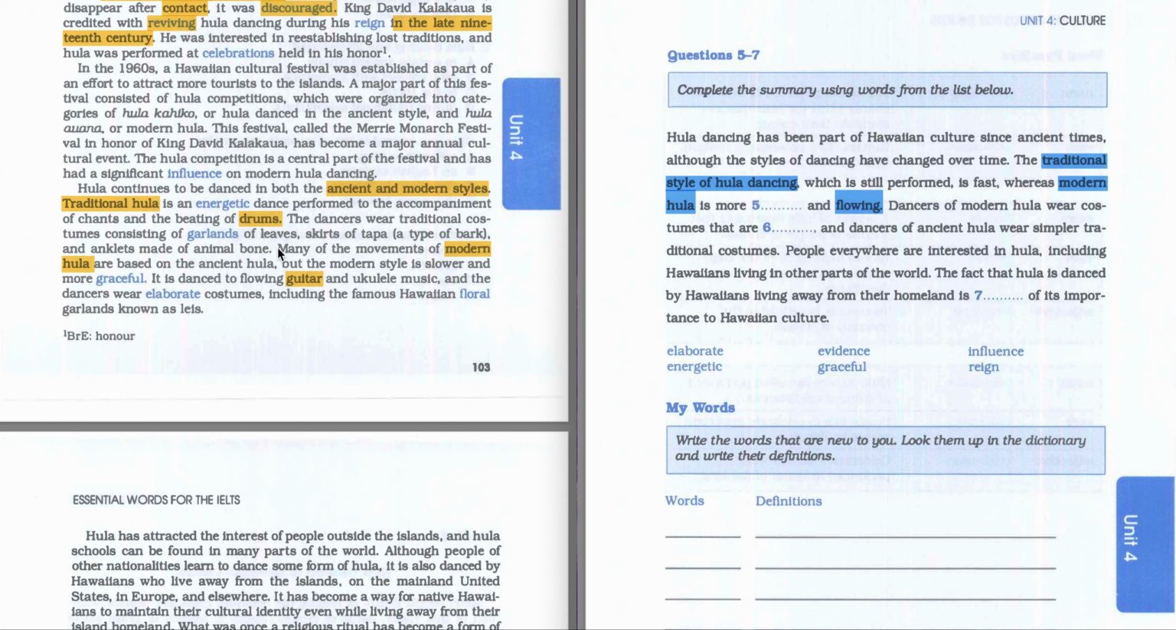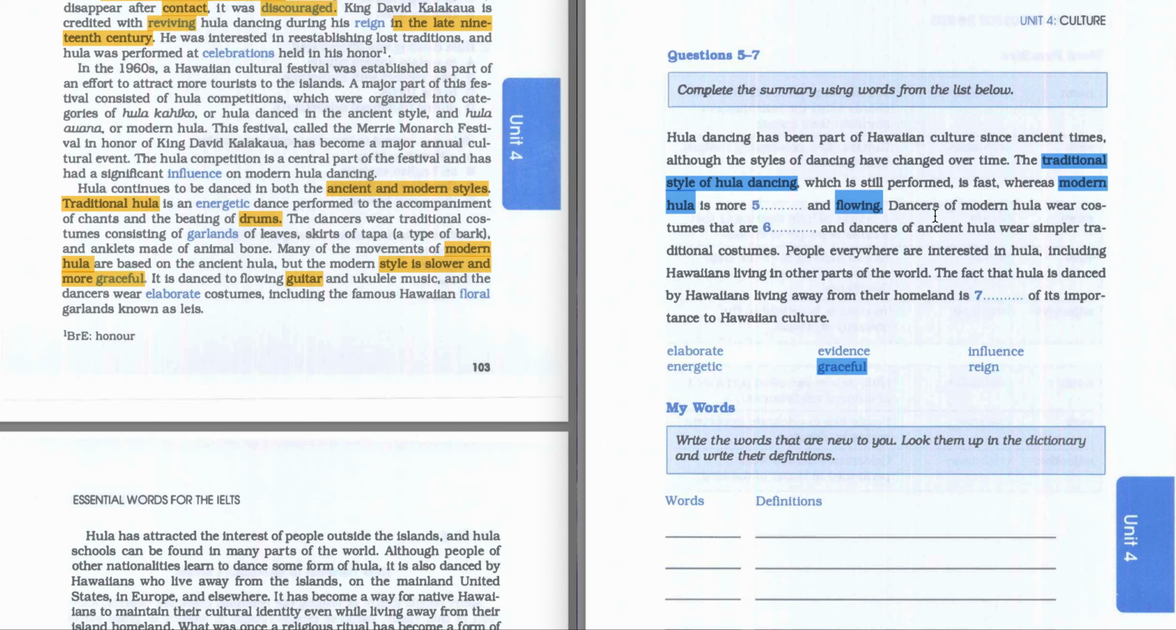Let's read this sentence. Many of the movements of modern hula are based on the ancient hula, but the modern style is slower and more graceful. So here we have our answer, because it says that the modern style is slower and more graceful. Flowing means slower. They use a synonym, and the answer to the fifth question is going to be graceful. It's more graceful and flowing.